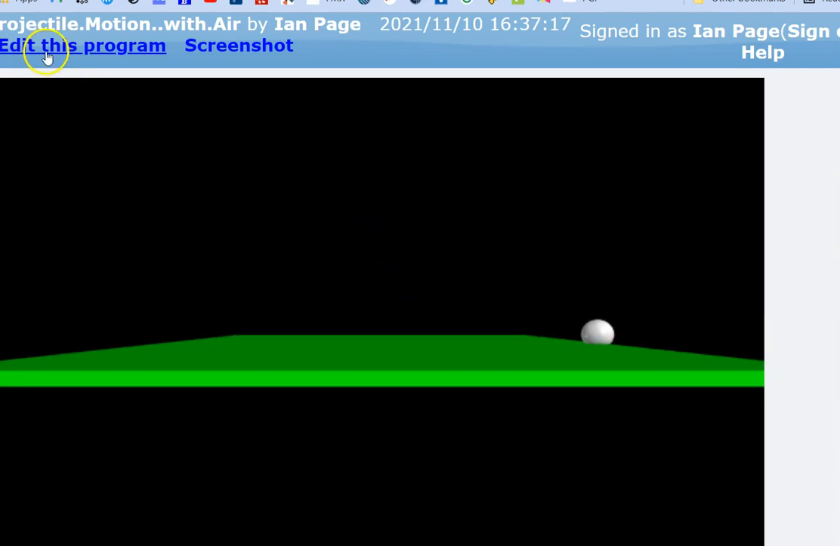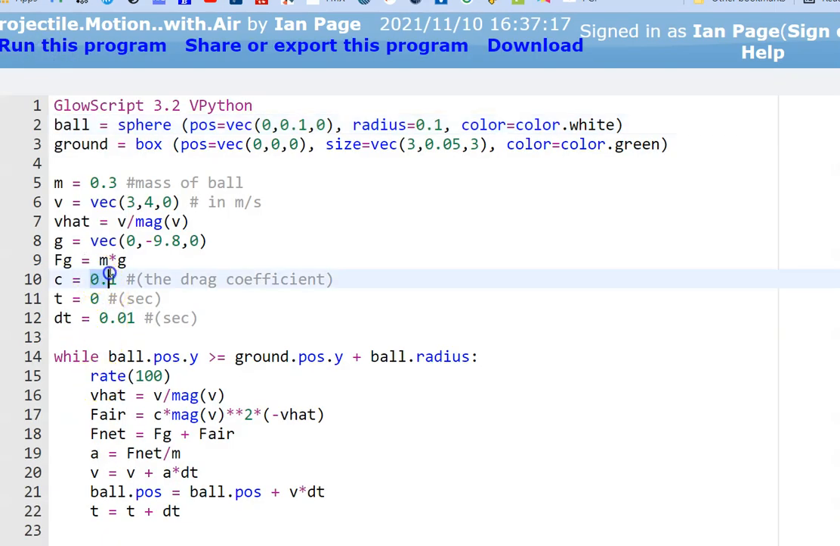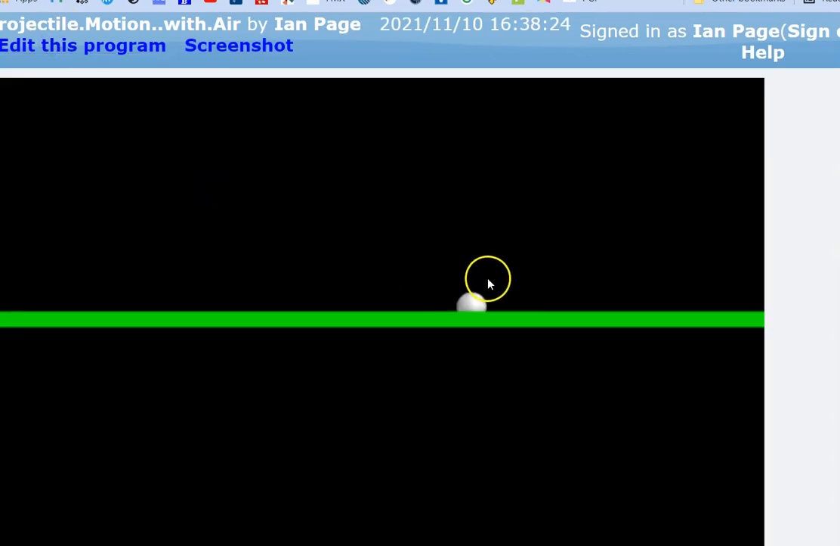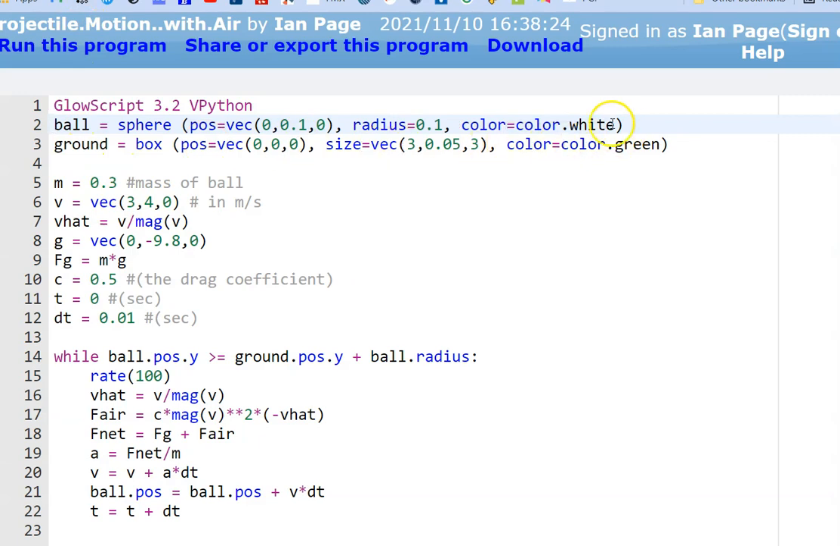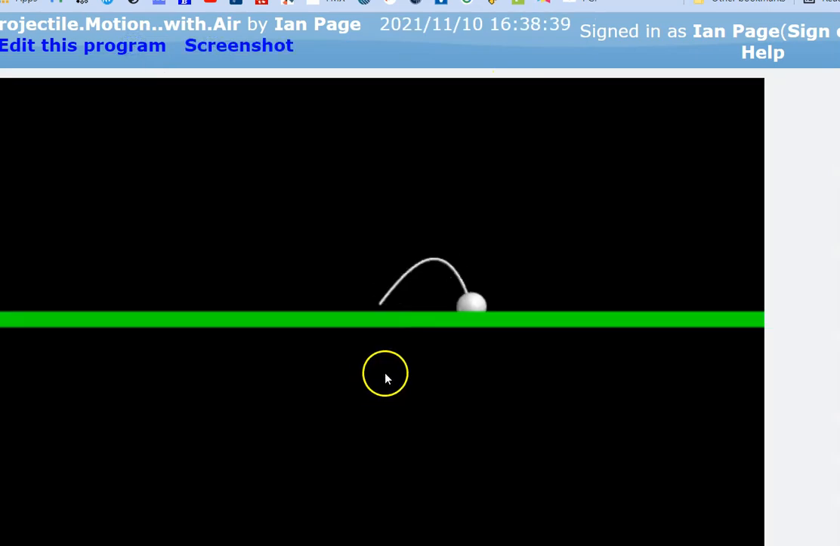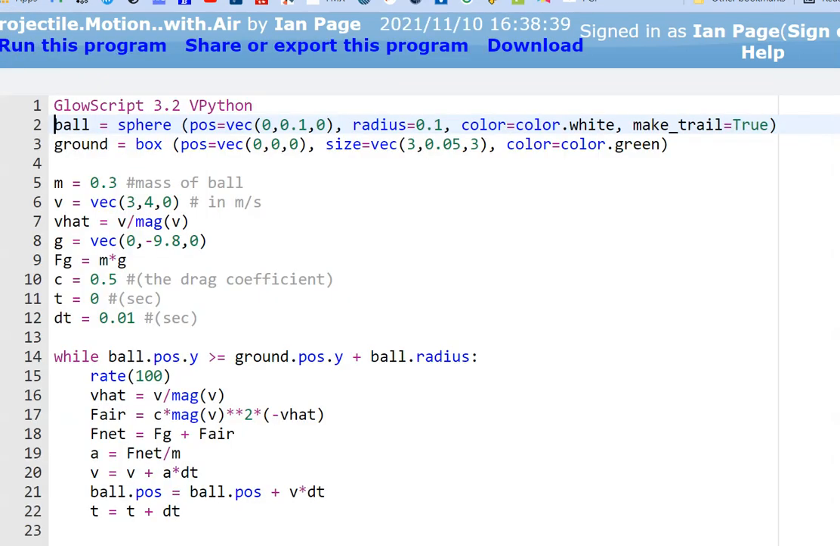Now you can play around with the coefficient here, change that to say 0.5 and see how that affects it. If you had more drag, you can see it doesn't go as high. You may want to add in here with our ball make_trail equals true. That way when we are running the program, you can see the path. You can see that it's not following a parabolic path. There's air resistance.